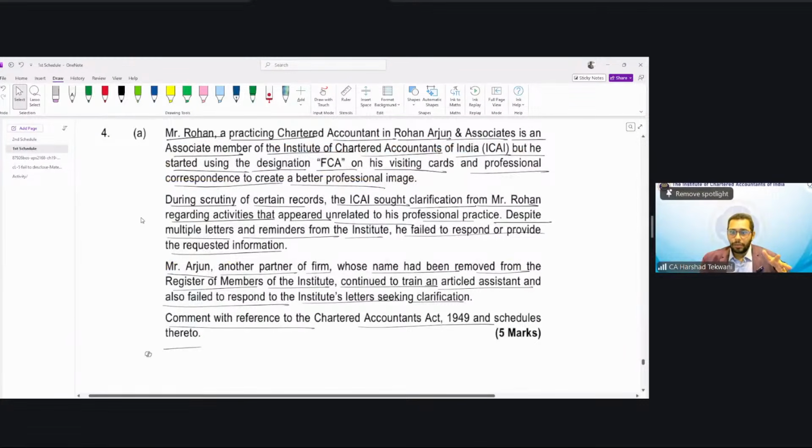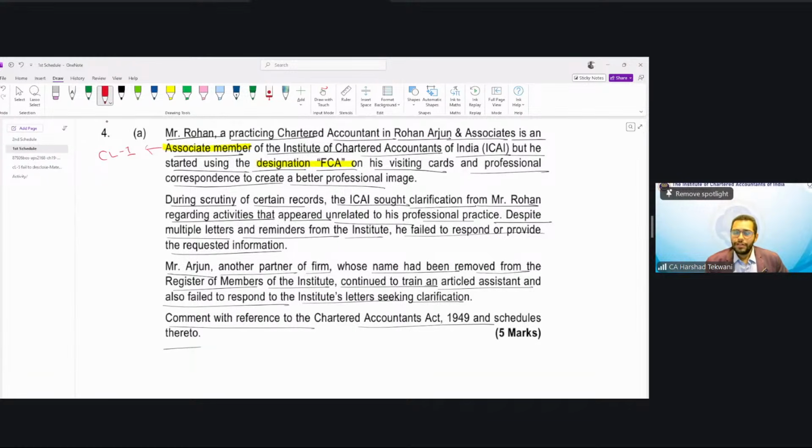Here, Mr. Rohan was an associate. He was an associate member, but he used the designation of FCA. One, I will attract clause 1 over here. Pretty straightforward, nothing difficult. Clean.